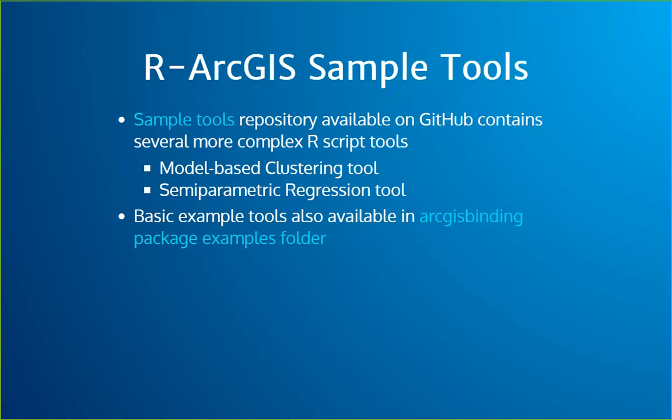So I showed you a simple tool. If you want to look at some more complex tools, you can use the r-arcgis sample tools GitHub repository. And I linked to this in the previous presentation. It's right here. And it contains several more complex tools. Specifically, it has a model-based clustering tool for clustering points based on their spatial location, and then a semi-parametric regression tool. And also, if you want to have some more basic examples to look at, you can check out the ArcGIS Binding package examples folder. And this is a link to the GitHub repo where you can view all of these.